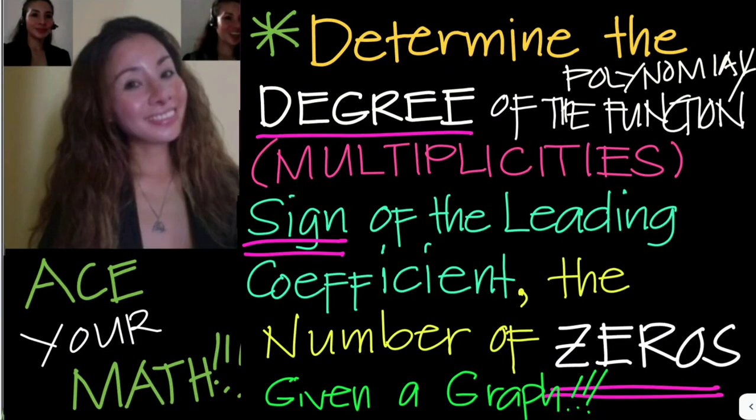In this video, you will learn how to determine the degree of the polynomial or the function, the number of multiplicities, the sign of the leading coefficient, and the number of zeros given the graph of a polynomial. Now let's start identifying and defining what a leading coefficient is.